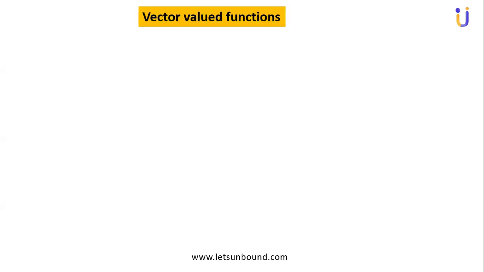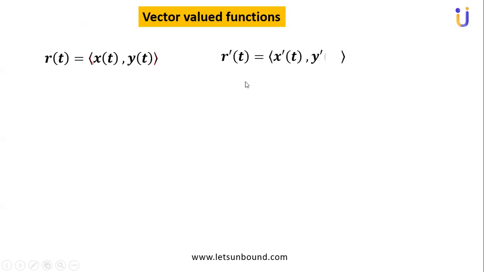Let's get started. So what are vector valued functions and how will they look? R of t in 2D is a vector with components x of t and y of t. It's very similar to parametric, but the notation changes. Parametric will not tell us the direction, but this will tell the direction and also the magnitude. And 3D vectors will also be there.